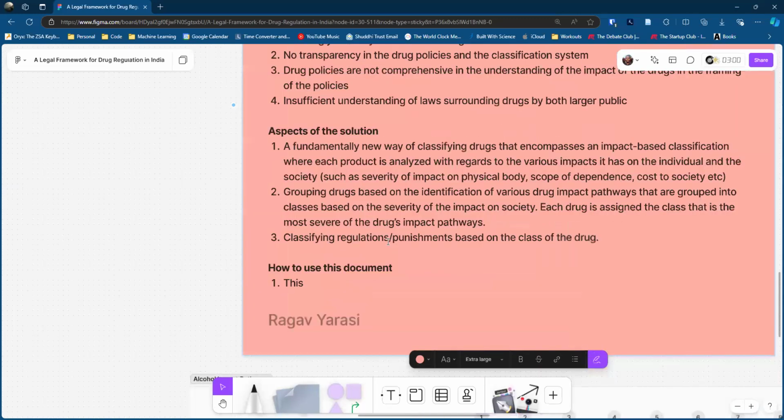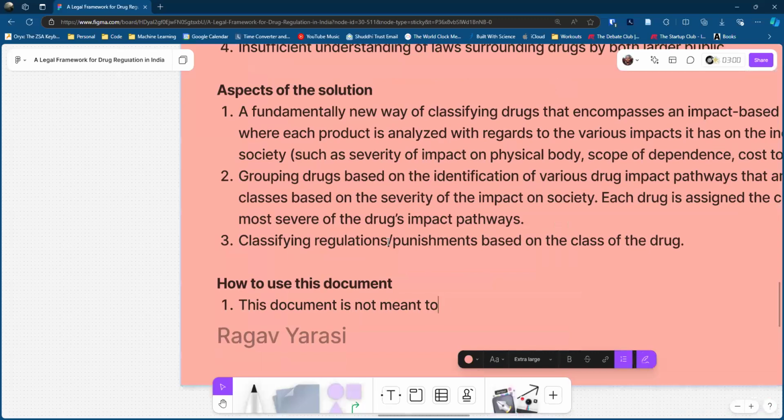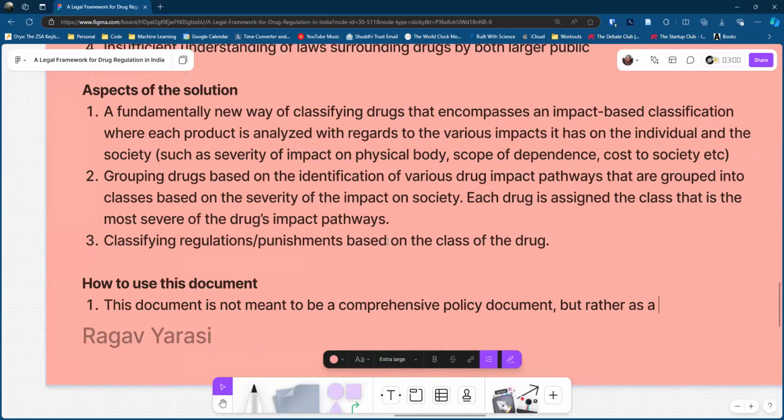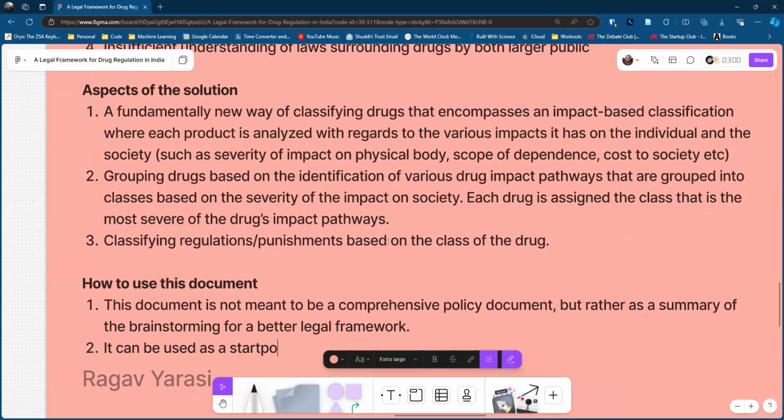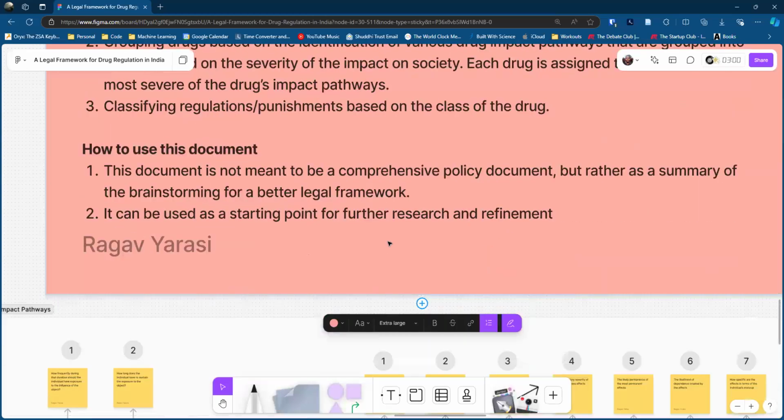So this document is not meant to be a comprehensive policy document, but rather a summary of the brainstorming for a better legal framework. It can be used as a starting point for further research and refinement based on the desired outcome. I think that's it, right?